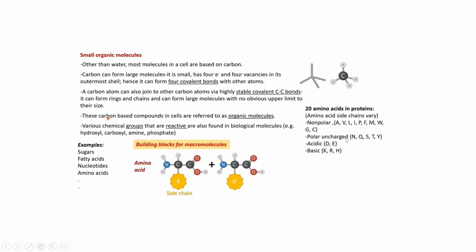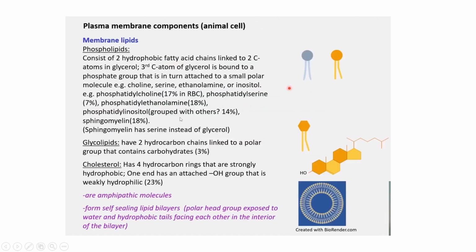And the polar uncharged amino acids are asparagine, glutamine, serine, threonine, and tyrosine. Polar uncharged means it contains a side chain with an amine or carboxylic group. And when we talk about acidic and basic, the acidic include aspartate and glutamate, and in basic, lysine, arginine, and histidine are present. So these are the classifications of the amino acids.